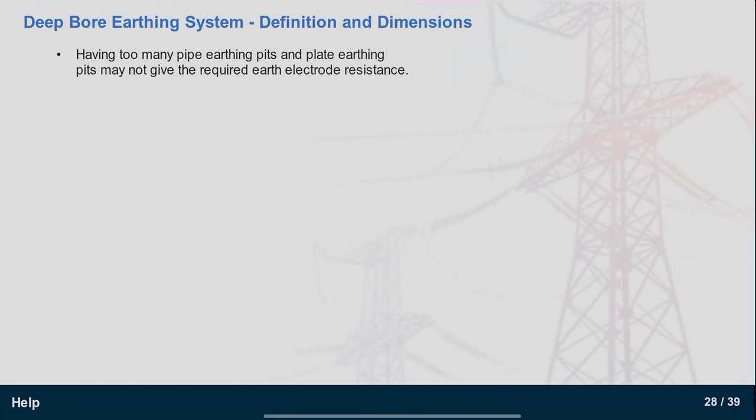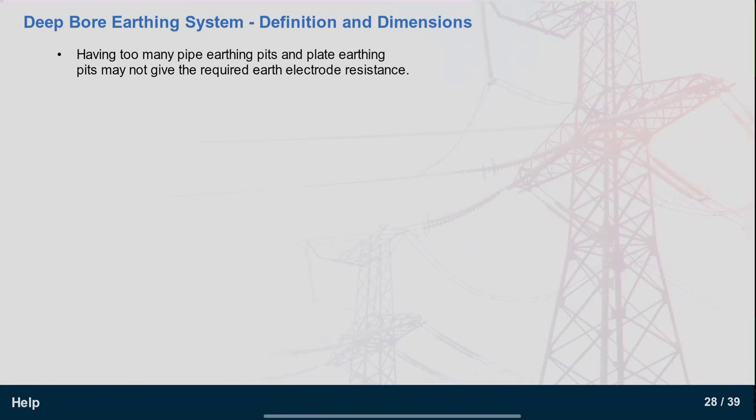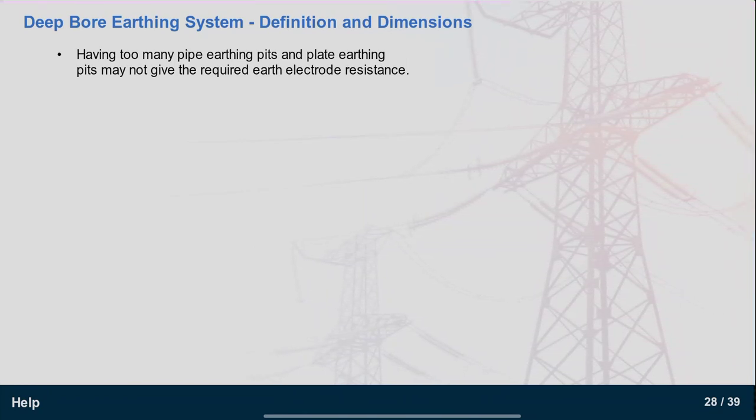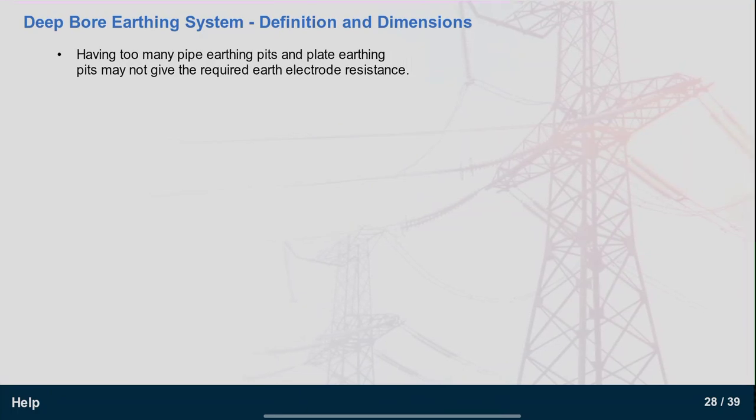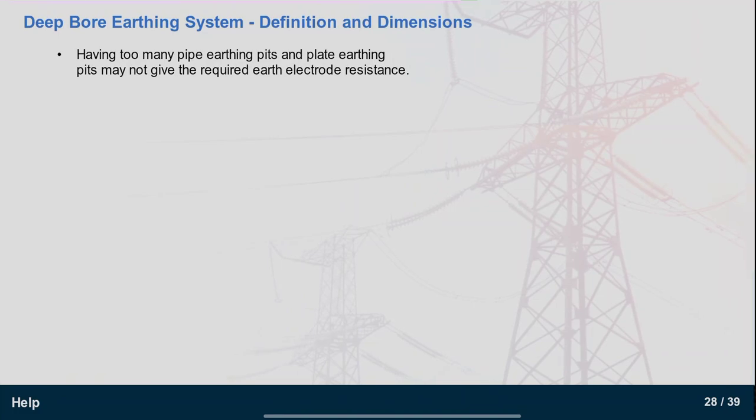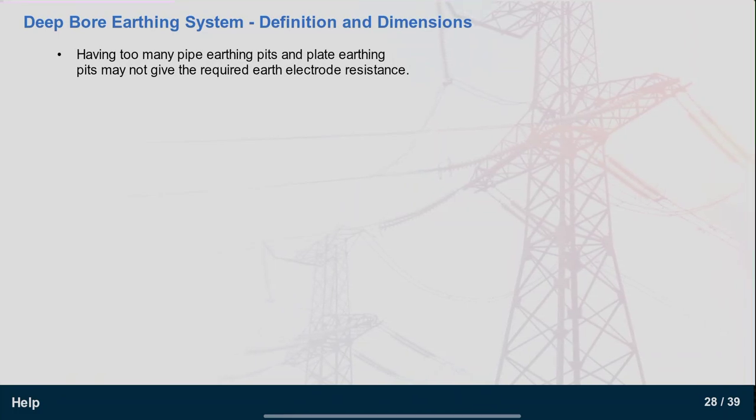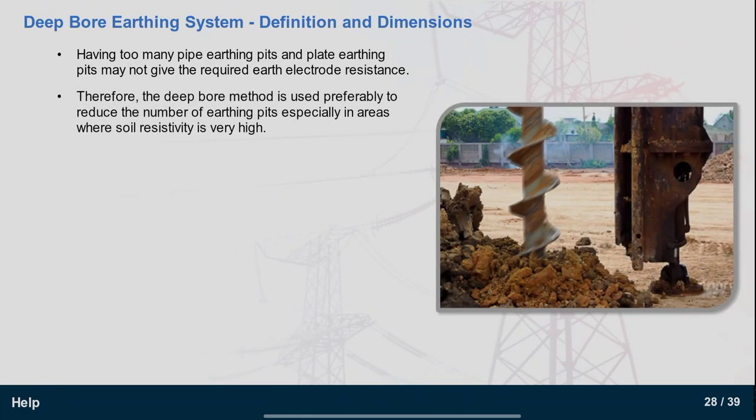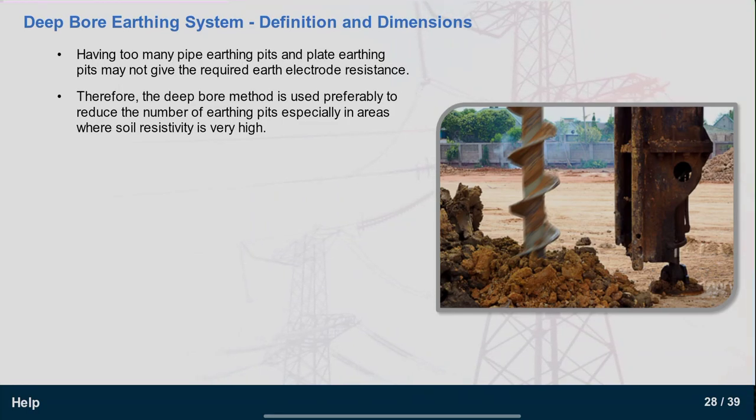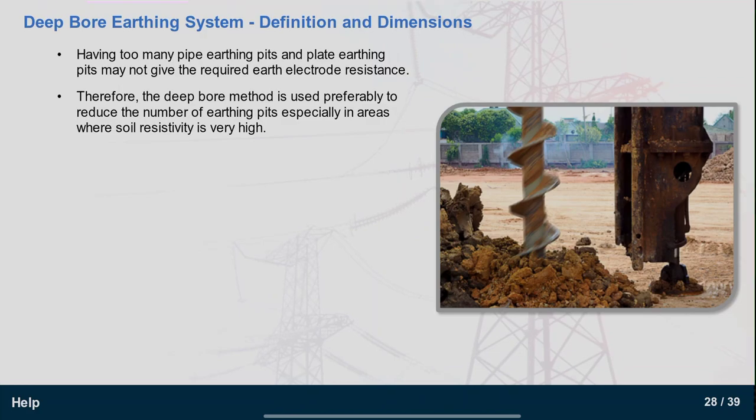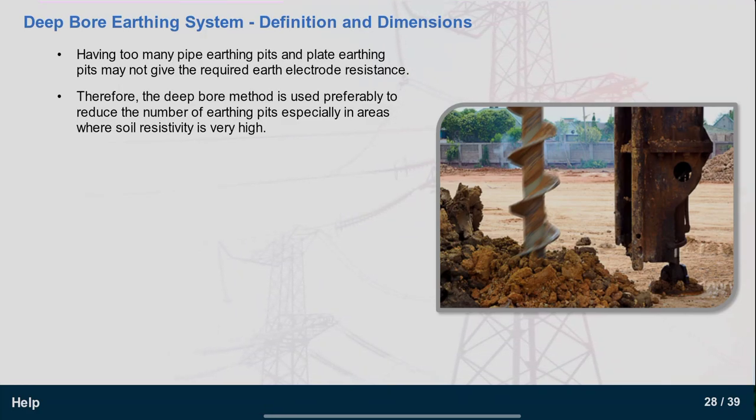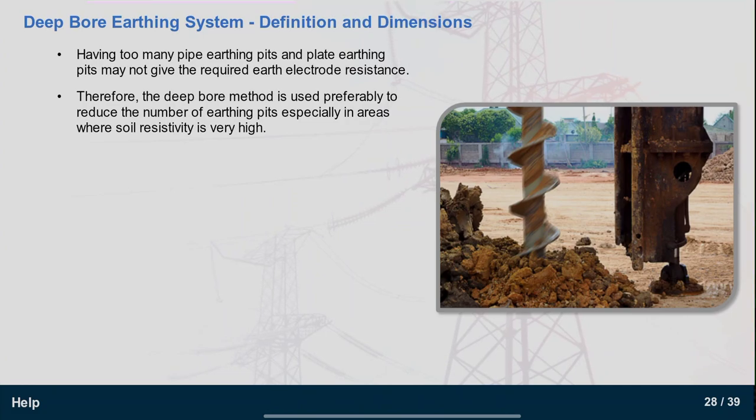Having too many pipe earthing pits and plate earthing pits may not give the required earth electrode resistance. Further, it is not feasible to have multiple earthing pits at one place since the area has to accommodate other equipment also. Therefore, the deep bore method is used preferably to reduce the number of earthing pits, especially in areas where soil resistivity is very high. Let us now look at the dimensions required for deep bore earthing.